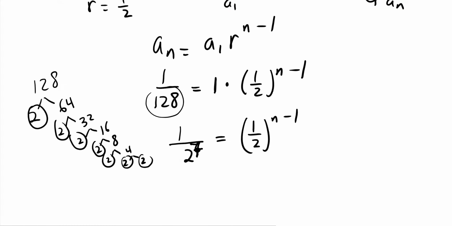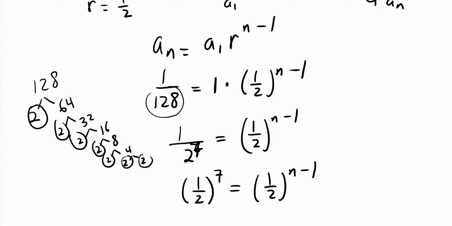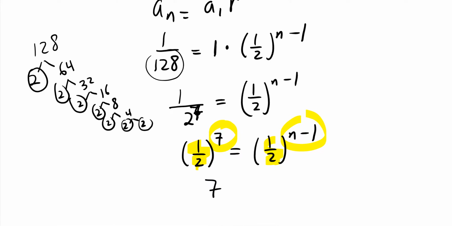We can rewrite this as 1 over 2 to the 7th, because 1 to the 7th is 1, and 1/2 to the n minus 1. So we keep it as is. From here, because the bases are the same, we can set the exponents equal to each other. That tells me that 7 equals n minus 1. From here, n is 8.